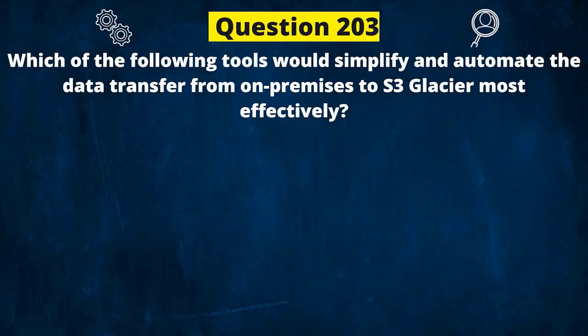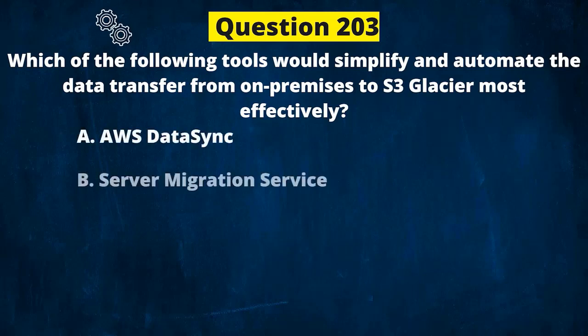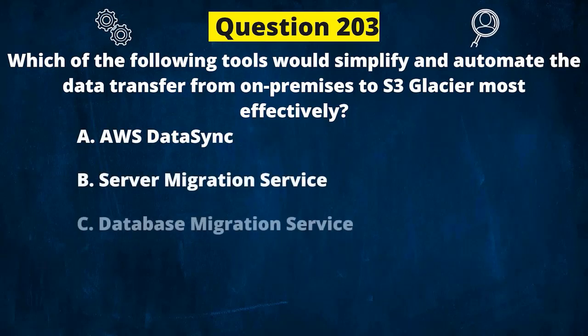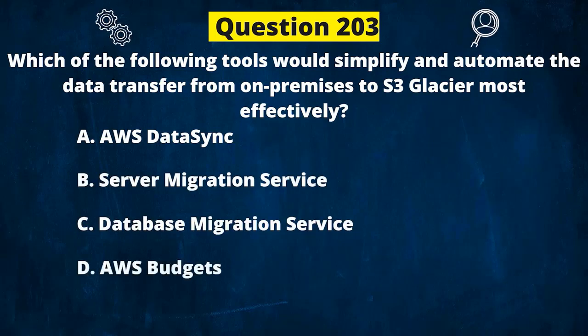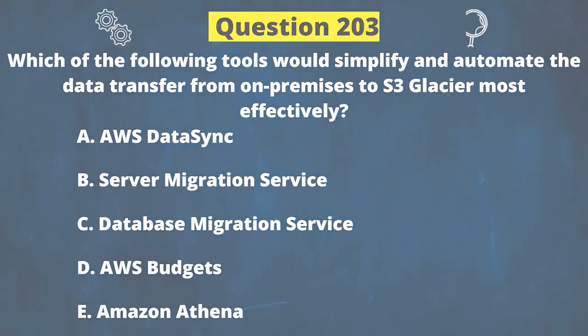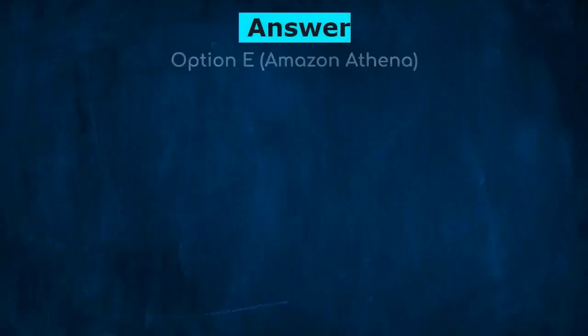Next question. Which of the following tools would simplify and automate the data transfer from on-premises to S3 Glacier most effectively? And the options are A. AWS DataSync. B. Server Migration Service. C. Database Migration Service. D. AWS Budgets. E. Amazon Athena. And the correct answer is option E.